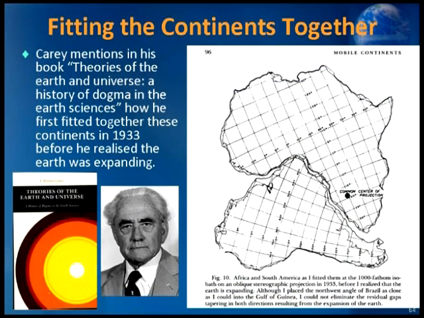Now, Carey mentions in his book Theories of the Earth and the Universe, A History of Dogma in the Earth Sciences, how he first fitted these continents together in 1933. Again, we're back to this. But what he points out was that he was able to get a fairly good fit, as you can see, and you can see he's put the various lines of measurement on to try and line it up. But he found that if he took into account the curvature of the Earth and fitted these together with an Earth of smaller radius, the fit was perfect, right? So these fitted even better on a smaller Earth than they do now.